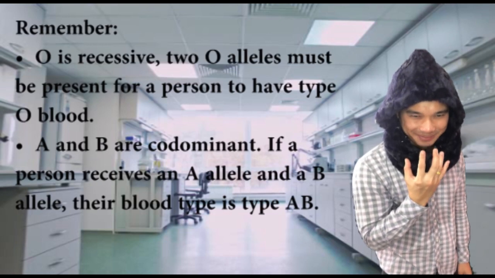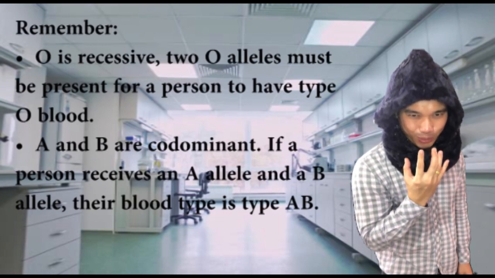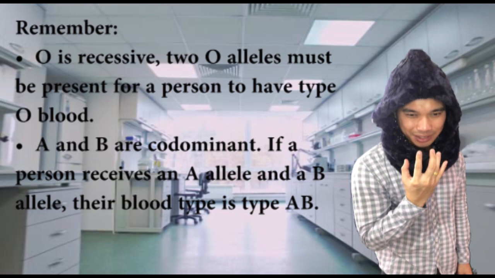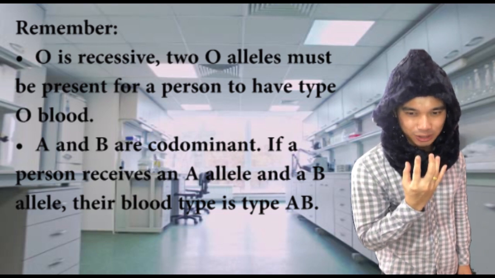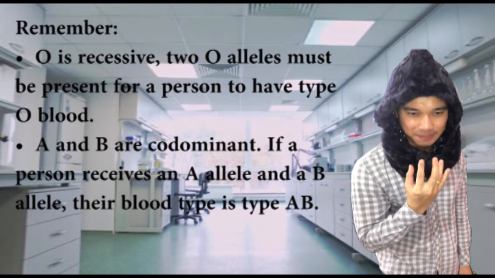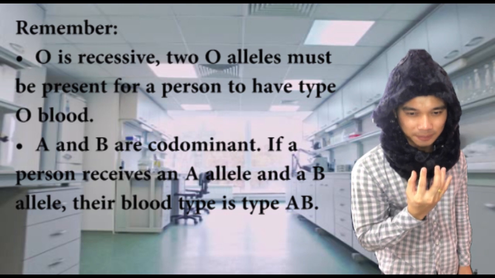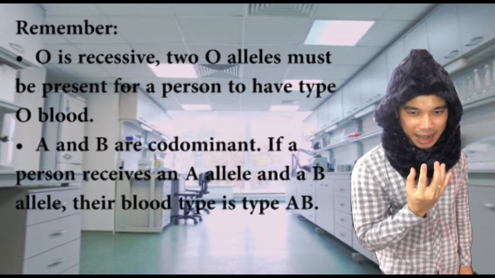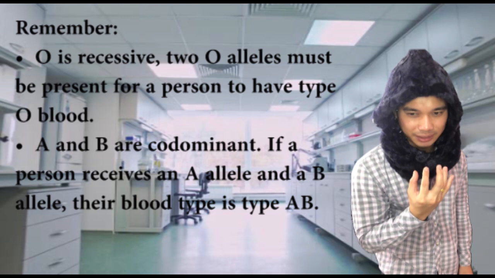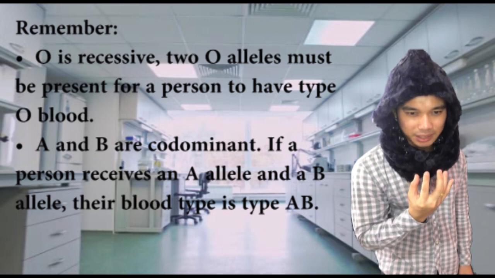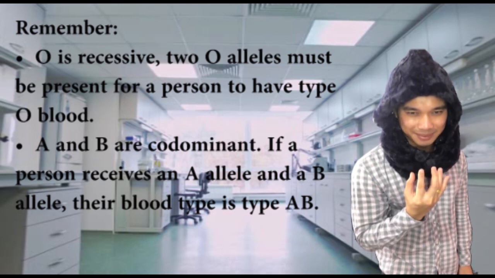Remember guys, blood type O is recessive. 2 O alleles must be present for a person to have type O blood. And the blood types A and B are codominant. If a person receives an A allele and a B allele, their blood type is type AB.